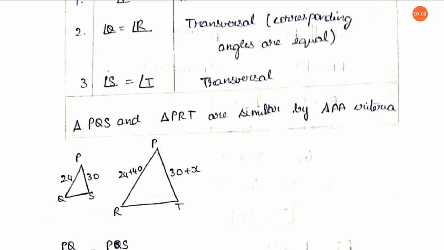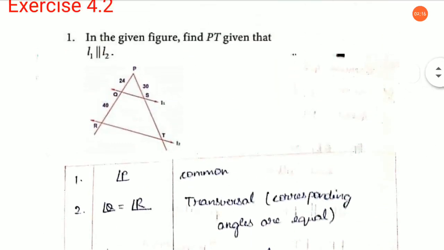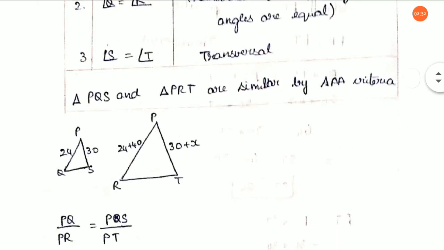That is, PQ is 24, PS is 30 and QS we don't know. In the same way, PR is this entire line. To find the length of this line PR, you have to add this 24 and 40. In the same way, to find PT you have to add 30 and this X. One unknown variable is there. So these are the triangles.